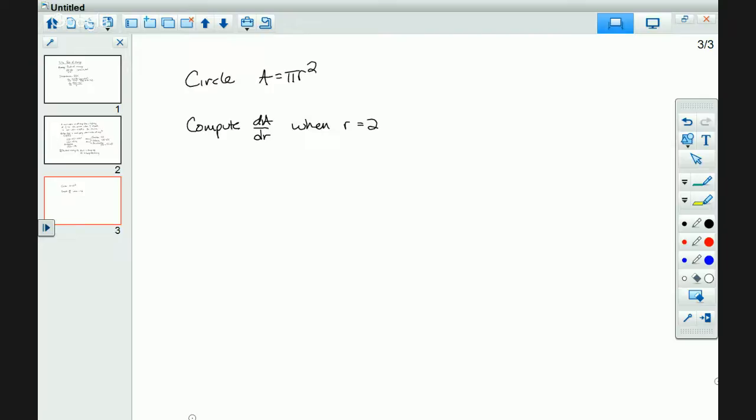So this in English, this is saying compute the change in area with respect to the radius. That's what that's saying. The area is changing and so is how is it related. That's what we're looking at because we're in movement, right? How would I calculate that?